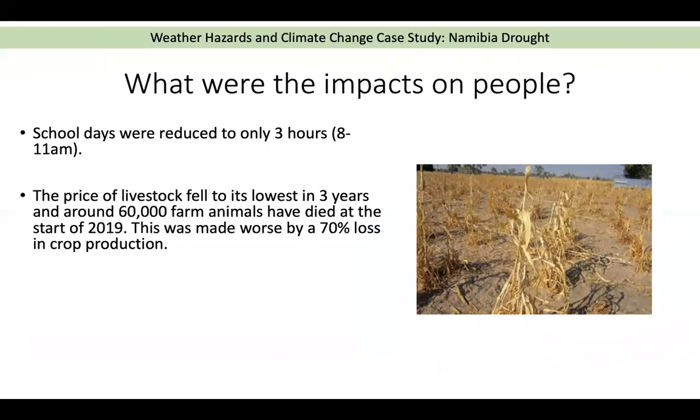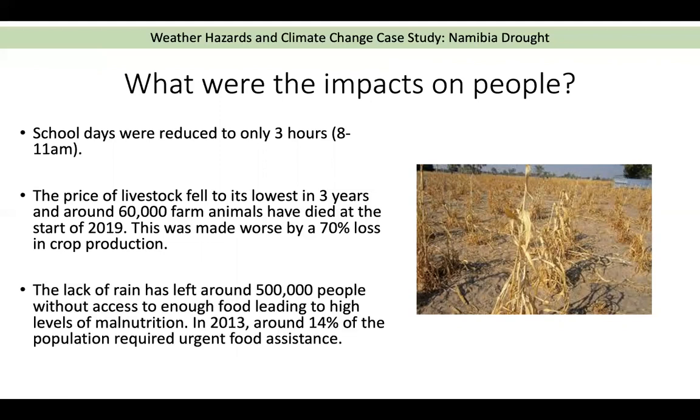The price of livestock fell to its lowest in 3 years, and around 60,000 farm animals had died by the start of 2019. This was made worse by a 70% loss in crop production. So prices are falling because farmers are trying to get rid of their animals. Okay, so that's going to drive the prices down. People are going to be asking for cheaper prices because they know those farmers want to get rid of their animals because they can no longer afford to keep them.